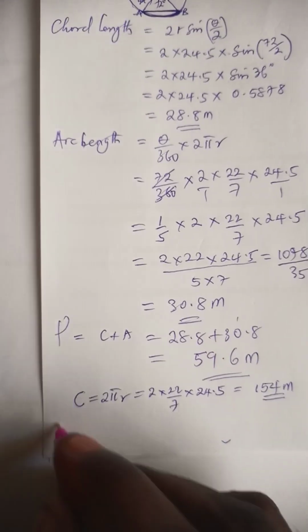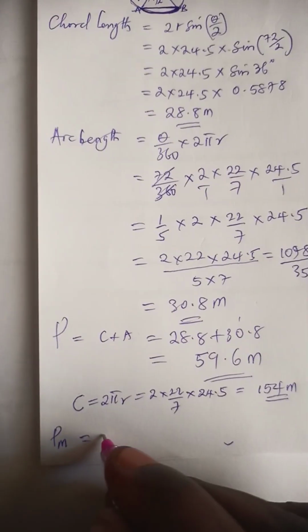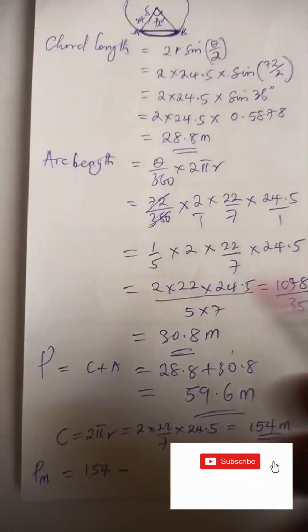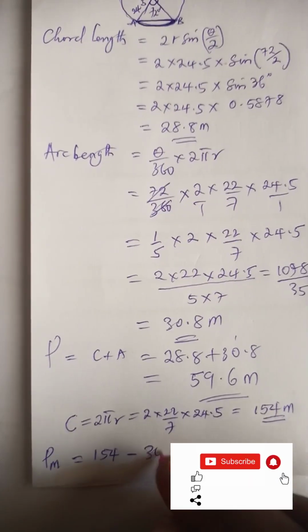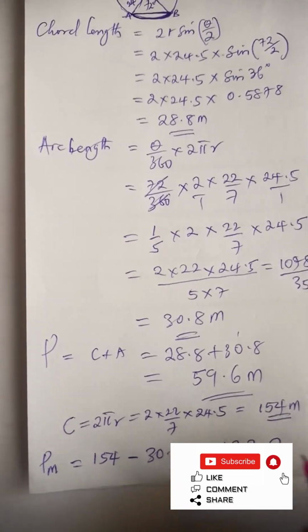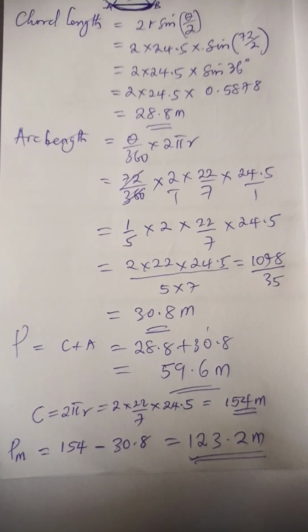So how do you get the perimeter of the major segment, which, if I call it PM, is going to be 154 minus, so we're going to remove the length of the arc from there, 30.8, which will finally give you 123.2 meters. That's your final answer.